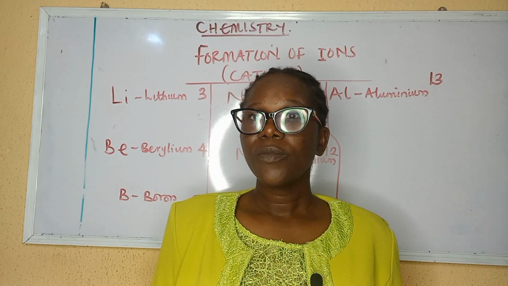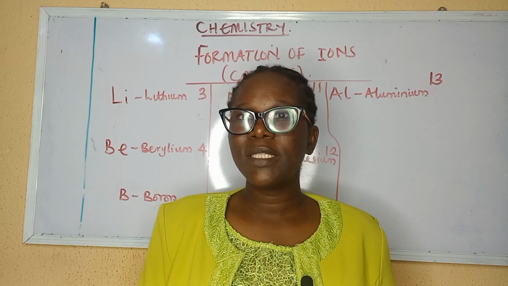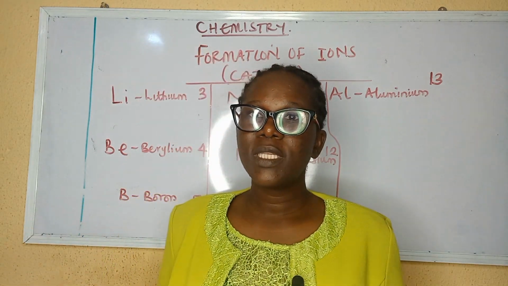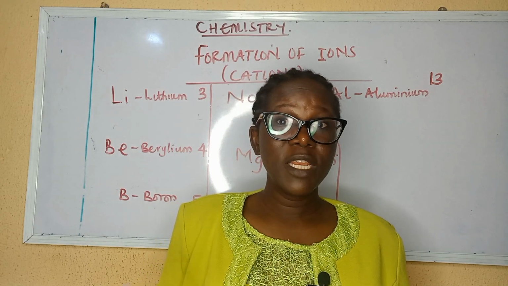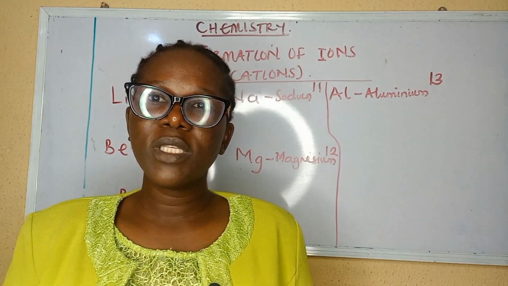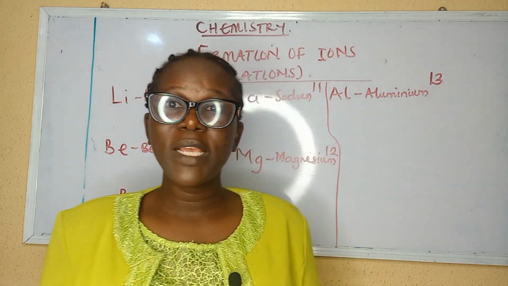Now, ions are formed whenever an element gives out or gains electrons. So, out of the first 20 elements, which I've made a video on, if you are yet to learn the first 20 elements as well, check the link below. You will see the first 20 elements and how to write their symbols too.